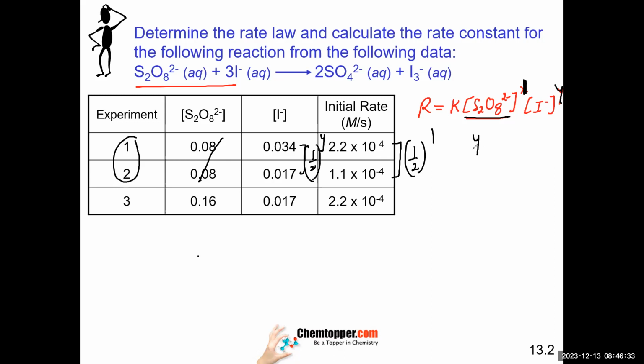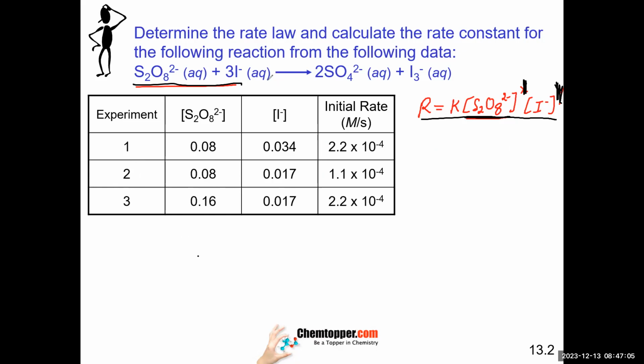So what is y here? Clear, children? So Naisha, I think your question is answered. This is the experimental data. And from this experimental data, we are calculating the orders. And from the equation, we are assuming the rate law in terms of x and y. Now then we are working for x and y.